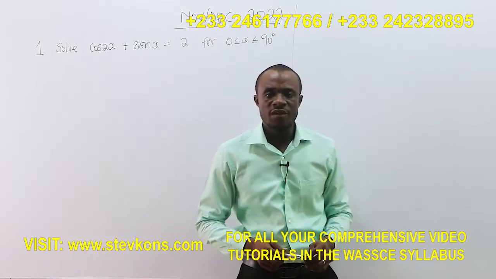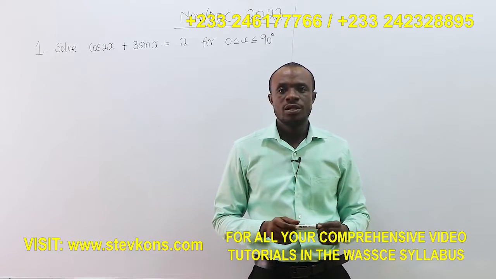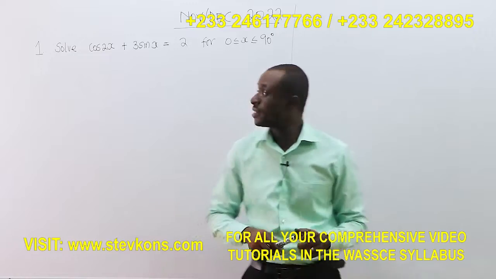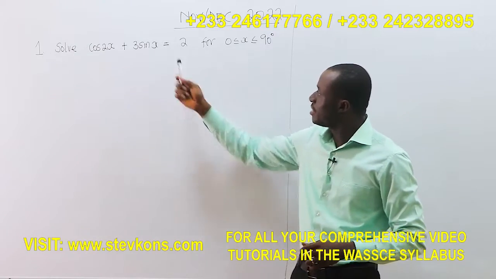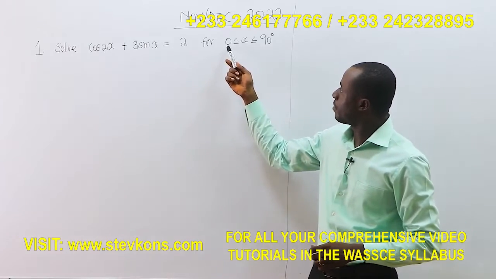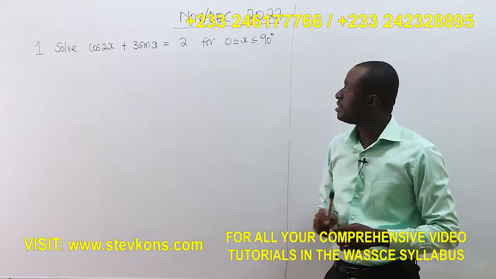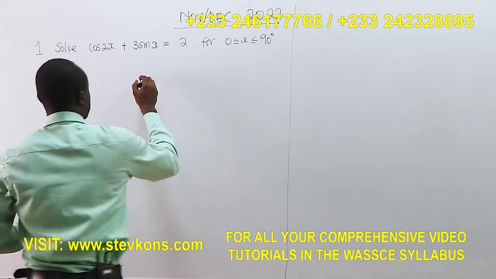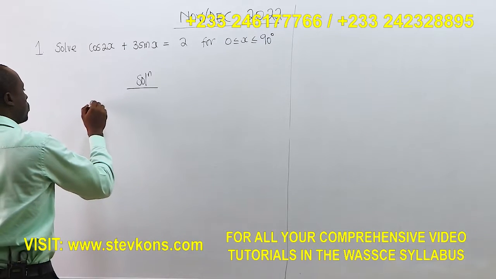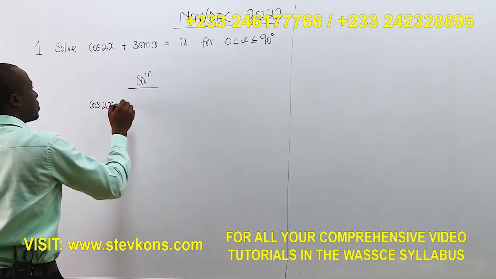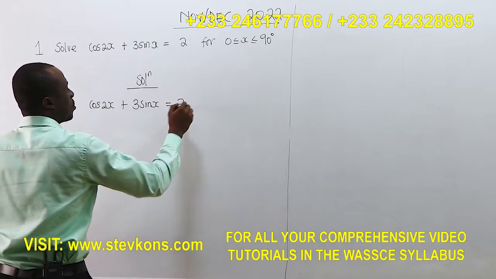Now let's consider further stroke elective mathematics NOVDEC 2022. Let's consider the first question. Solve cos 2x plus 3 sin x equal to 2 for x greater or equal to 0 and x less or equal to 90 degrees. So let's put the question down. We have cos 2x plus 3 sin x equal to 2.